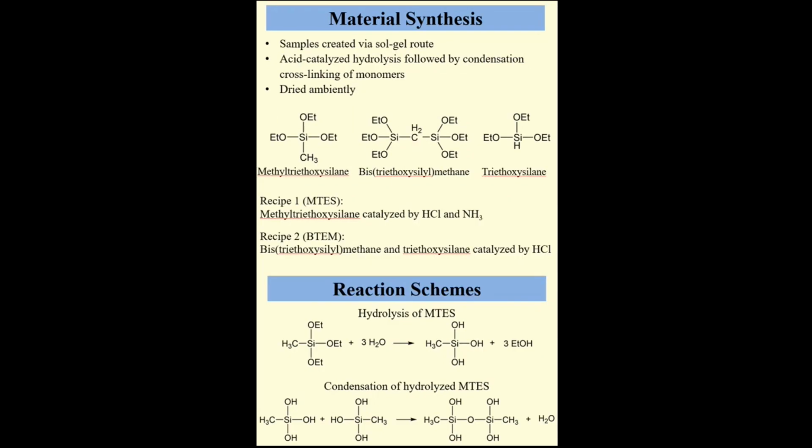Samples were created through a sol gel process. Two recipes were used. The first with methyl triethoxysilane, here referred to as MTES, and the second with bis triethoxysilylmethane and triethoxysilane, here referred to as BTEM. The chemistry of both recipes is the same. The starting materials are hydrolyzed, converting the ethoxy groups to hydroxy groups, and the hydrolyzed molecules undergo condensation to produce a cross-linked network of silicon, oxygen, carbon, and hydrogen atoms.